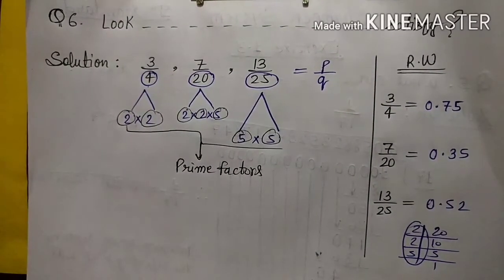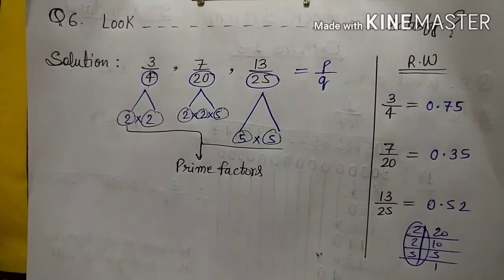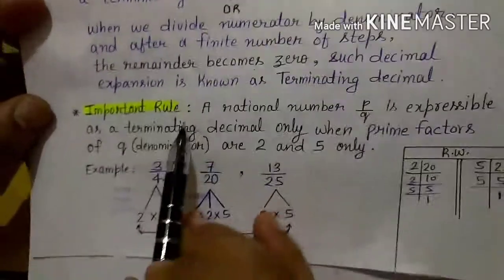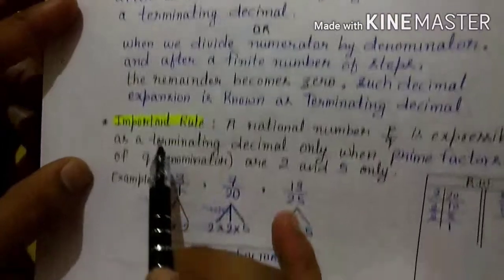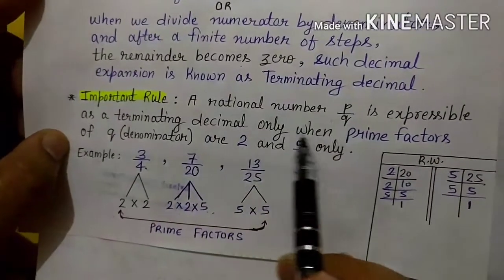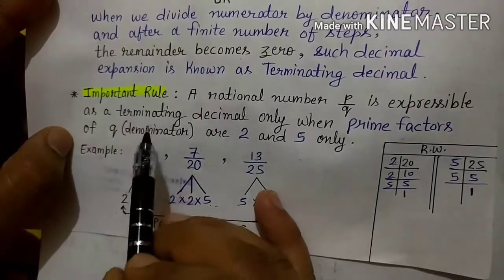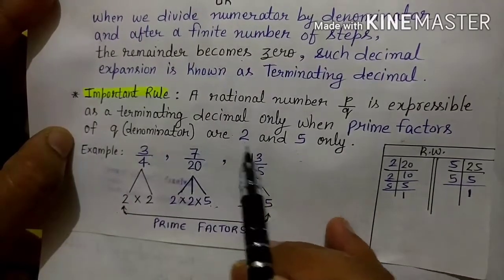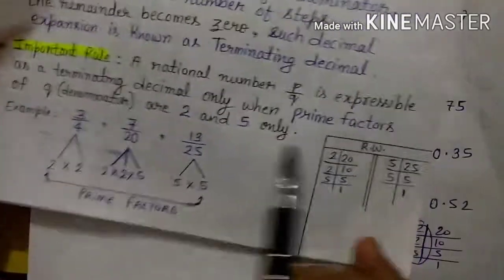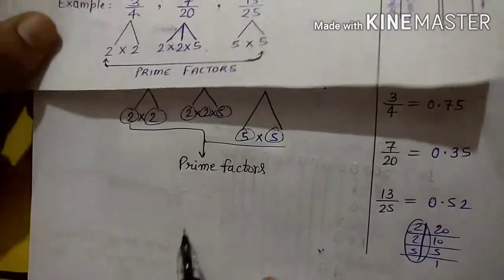And we have learned a property when I explained rational numbers. At that time I told you an important rule about terminating decimals: a rational number p upon q is expressible as a terminating decimal only when the prime factors of q, meaning the denominator, are 2 and 5 only. So this property only we are using here.